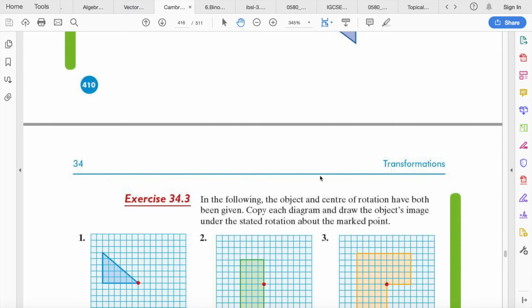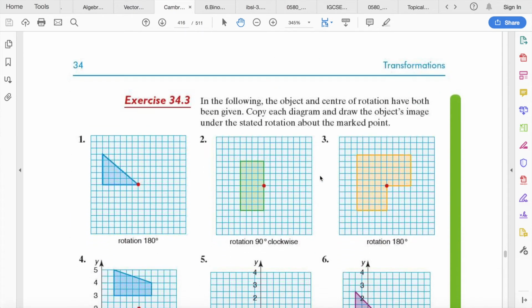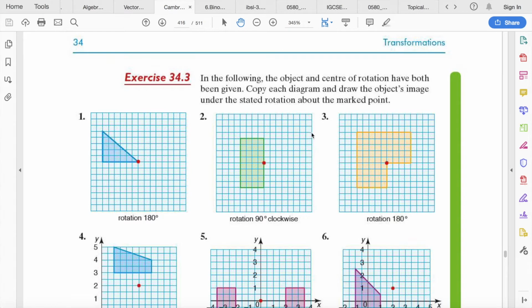Now, in this exercise, it says: in the following, the object and the center of rotation have both been given. Copy each diagram and draw the object's image under the stated rotation about the marked point. For example, here it wants you to rotate this triangle 180-degree. So this is the center of rotation given in the question.